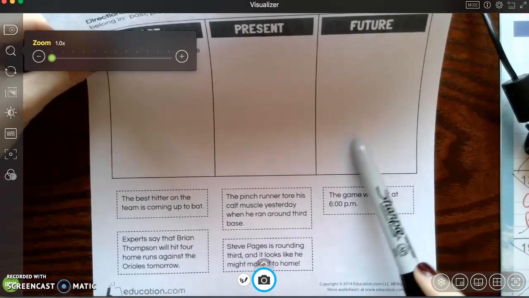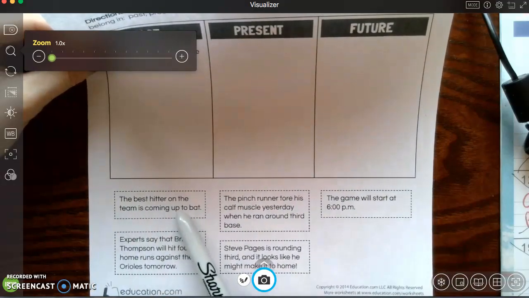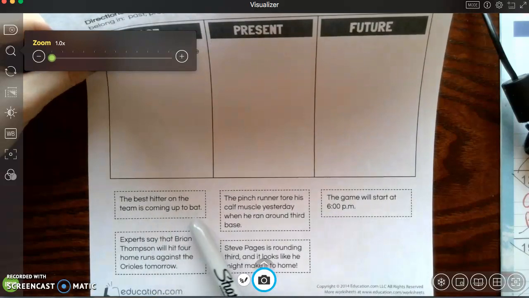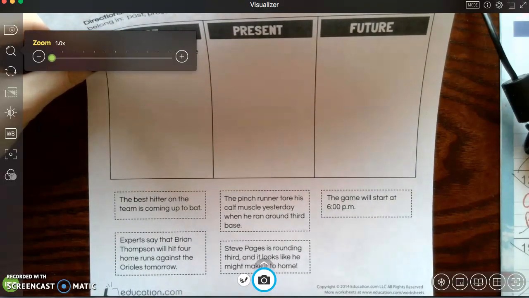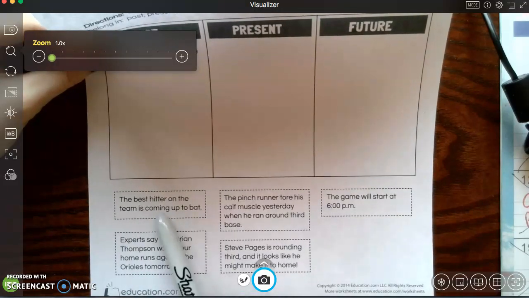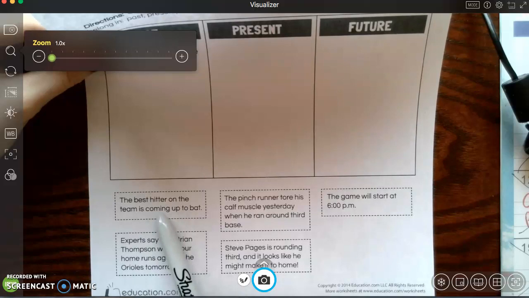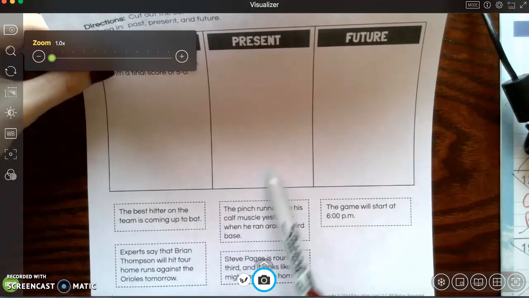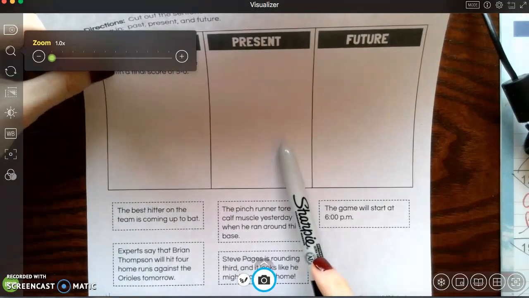So for example, let's look at the first one. The best hitter on the team is coming up to bat. Now, the way that that is written, it says is coming up to bat. So it's happening right now. If the verb is happening right now, you know that that belongs in your present tense column.